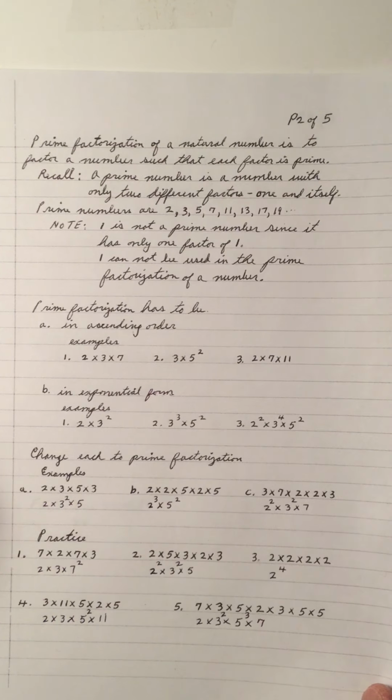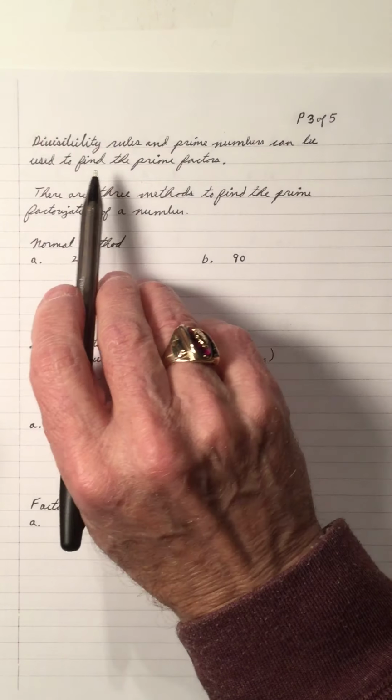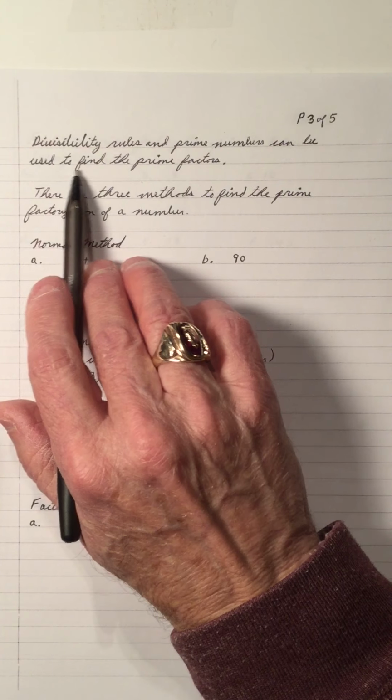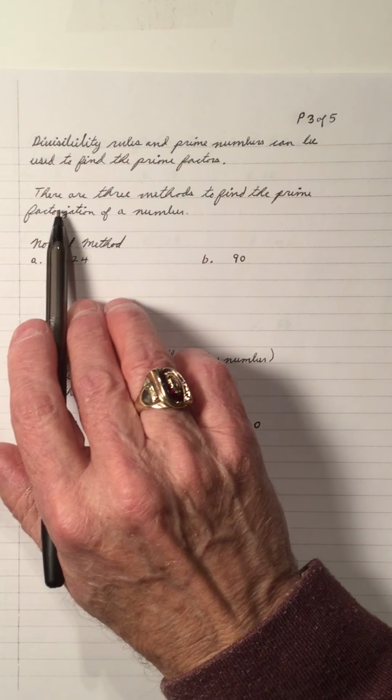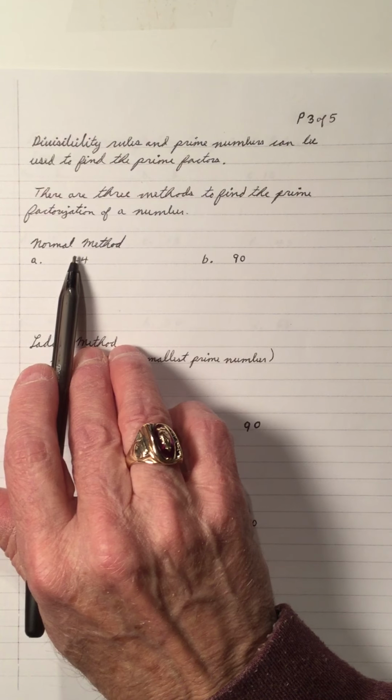Let's practice writing down the prime factorization. Now, let's go through and do the prime factorization. Divisibility rules in prime numbers can be used to find the prime factors. There are 3 methods to find a prime factorization of a number. I call it the normal method.